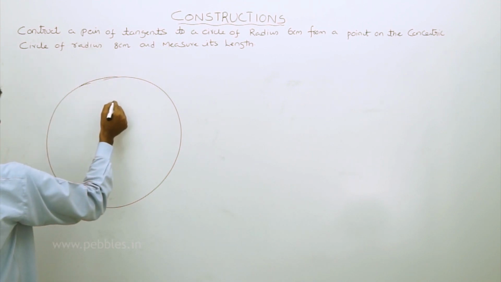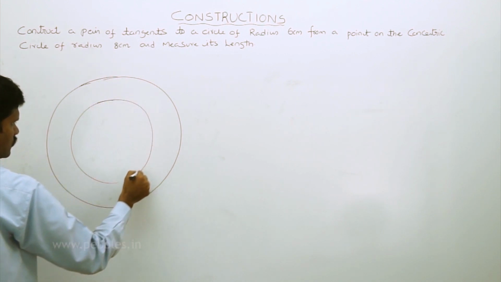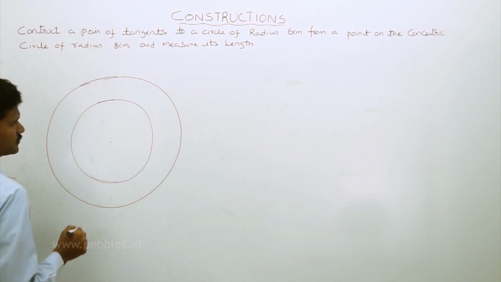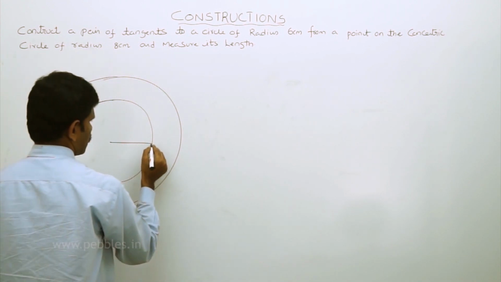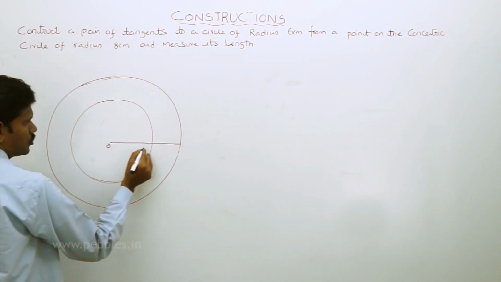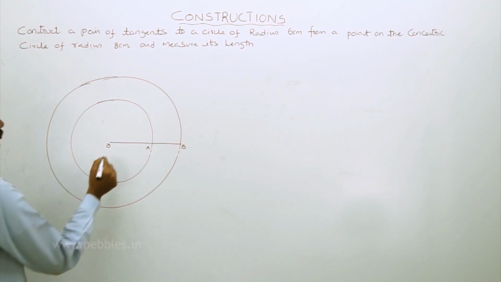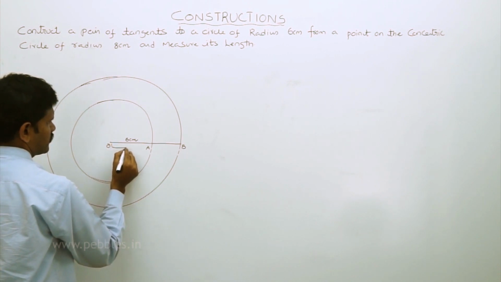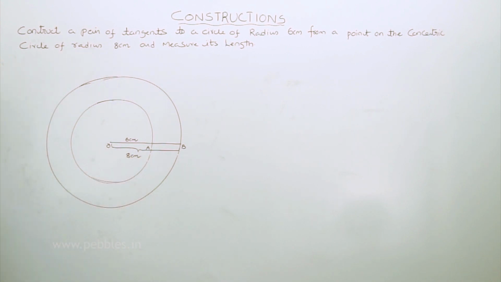Circle 1, next two concentric circles of radii. This is OA and this is OB. Now OA is equal to 6 centimeters and OB is 8 centimeters.